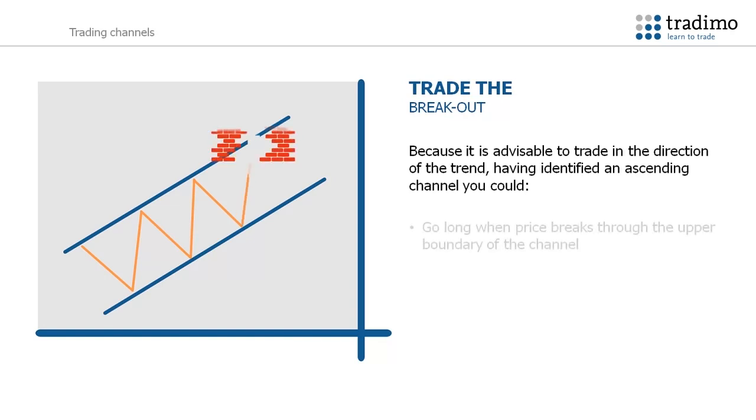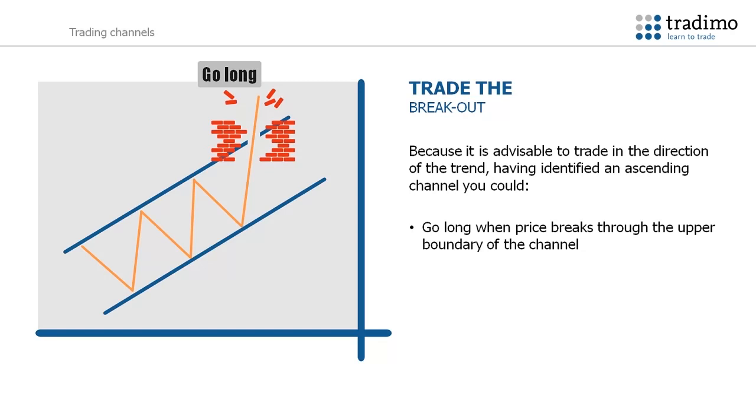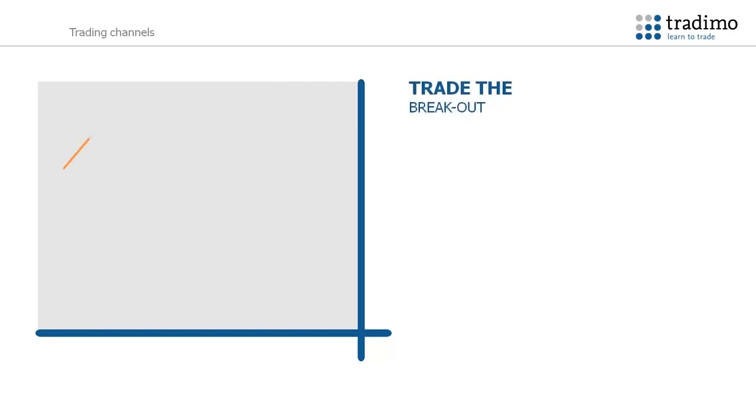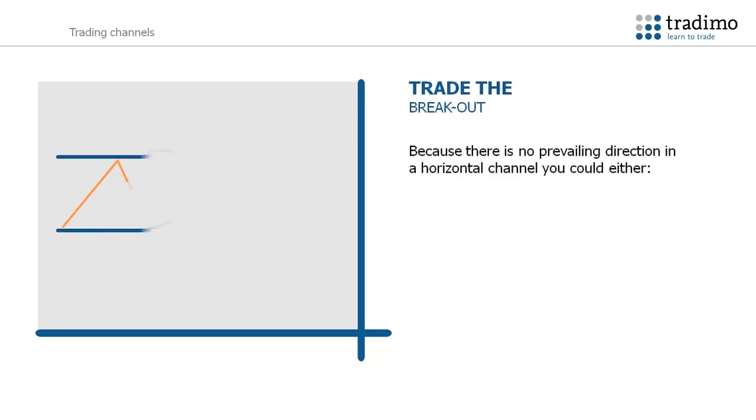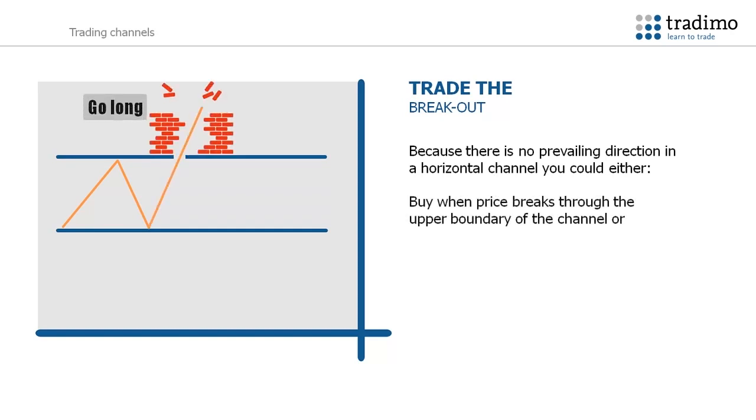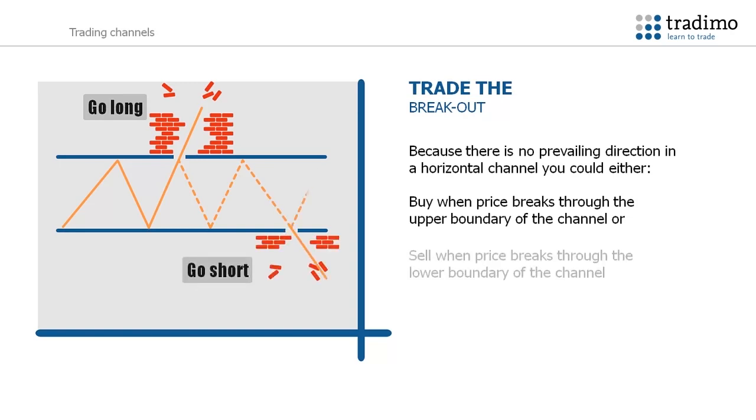So in an uptrend, you go long at the breakout of the upper boundary, and you might want to go short at the breakout of the lower boundary. Because there is no trend in a horizontal channel, you can do both. Go long at the breakout of the upper boundary or go short at the breakout of the bottom boundary.